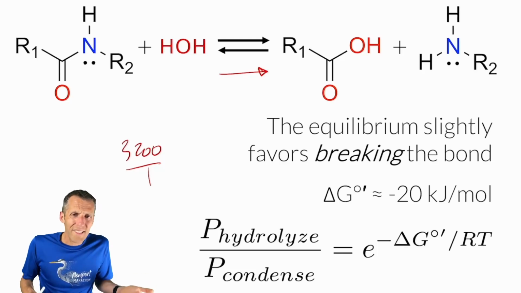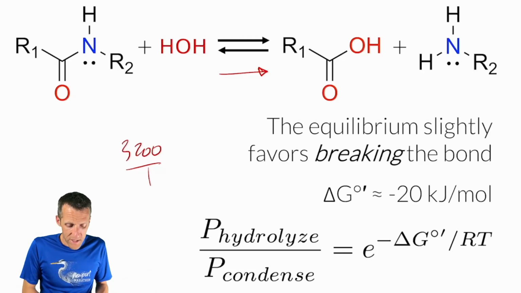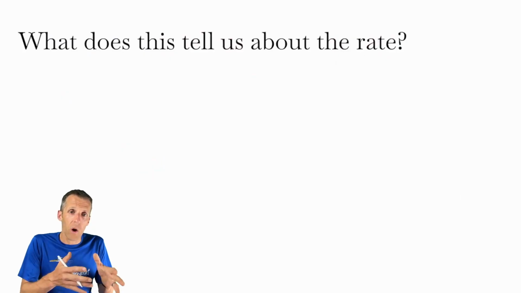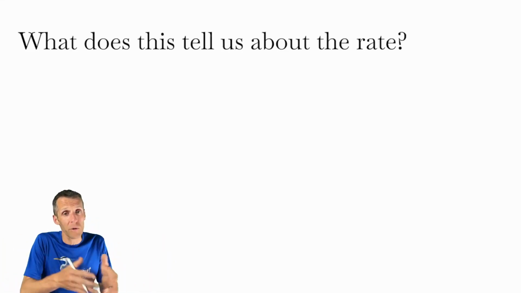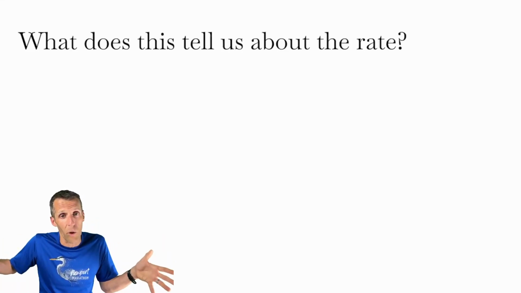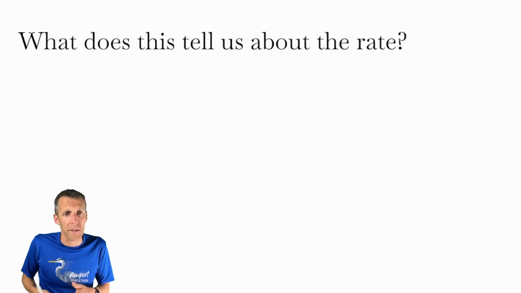I mean, what? Right? That's really confusing. How could that be true? How could this even work where the cell is building out proteins, it's an array of peptide bonds, and yet it's favorable to break those bonds?